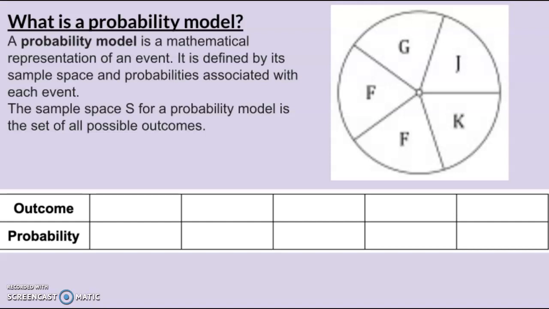Now, the probability model we're going to be using today is in the form of a table where we have the possible outcomes on the top and the probability of each of those outcomes on the bottom. Let's take a look at an example.